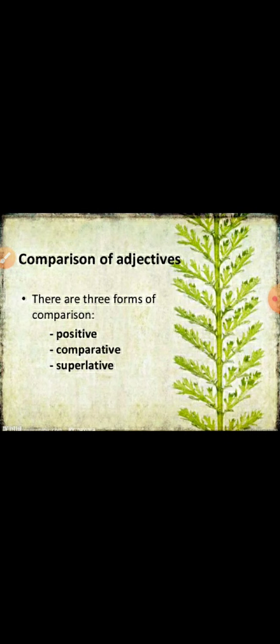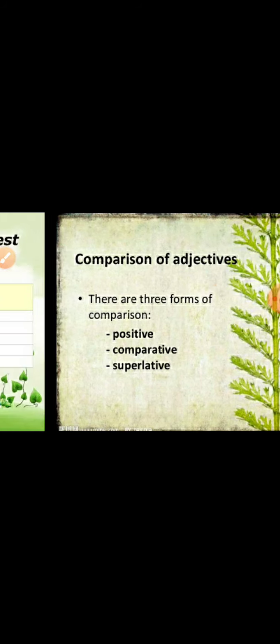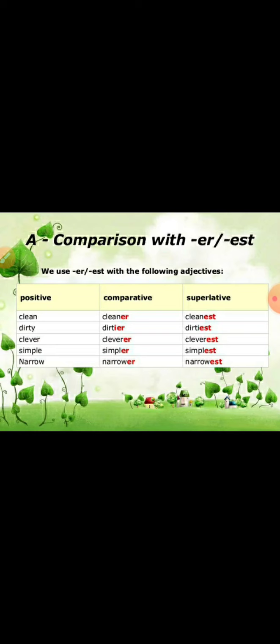Now there are comparison of adjectives. You know that there are three forms of comparison. One is positive, second one is comparative, and the third one is superlative. Positive, you know, the base word, the base adjective, but we'll see what is this comparative or superlative adjective. Whenever we have to compare two things, at that time we use comparative adjective, and we use er with the base word to form a comparative adjective.